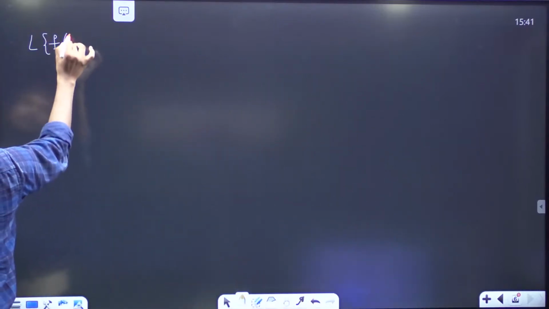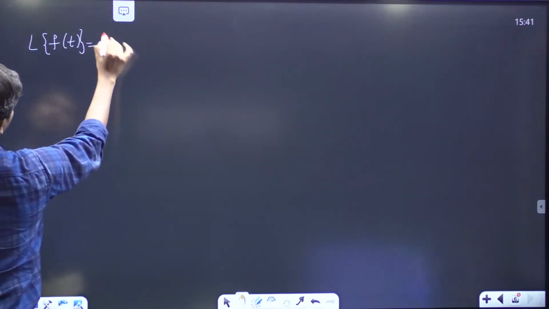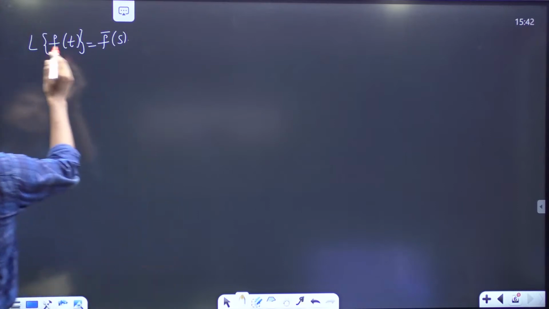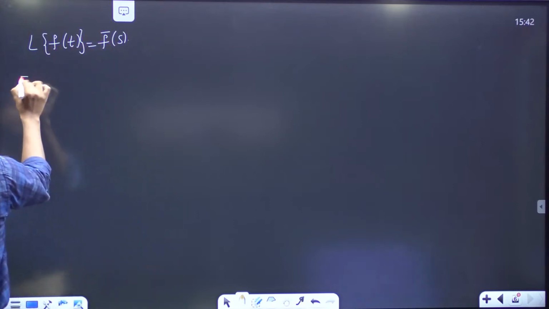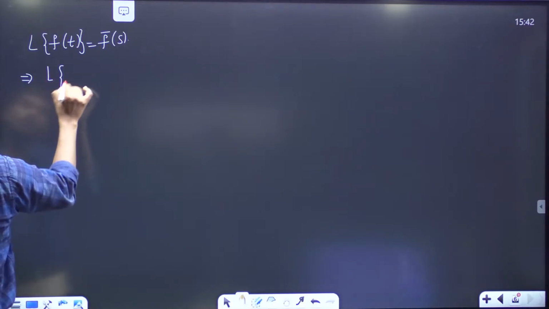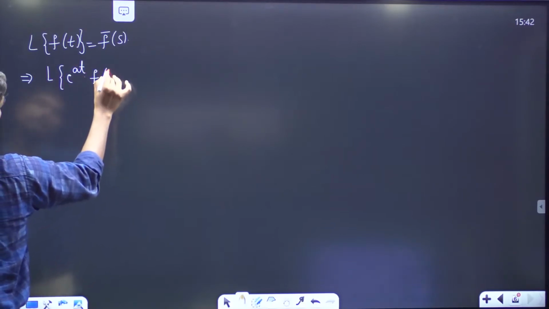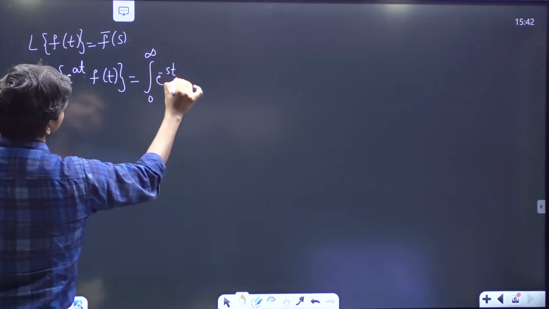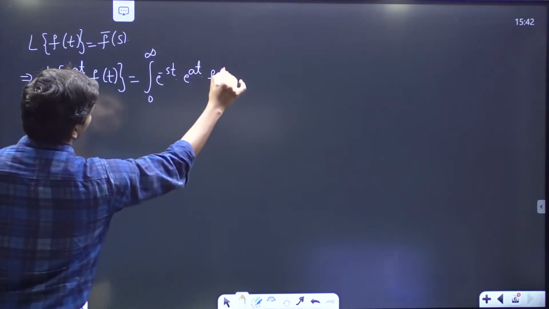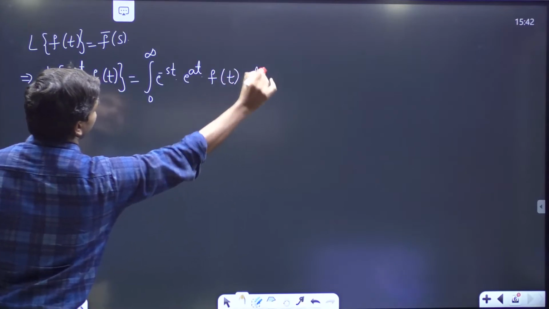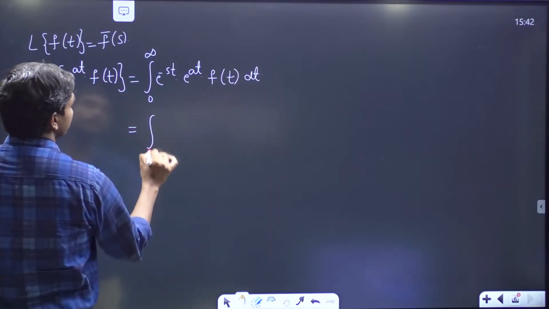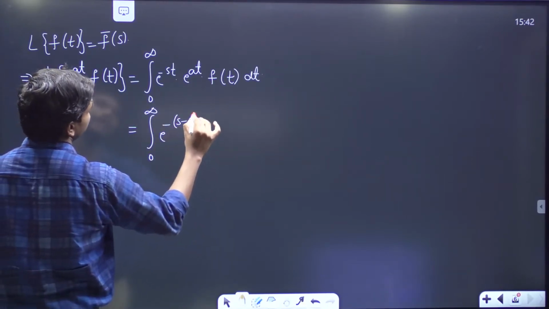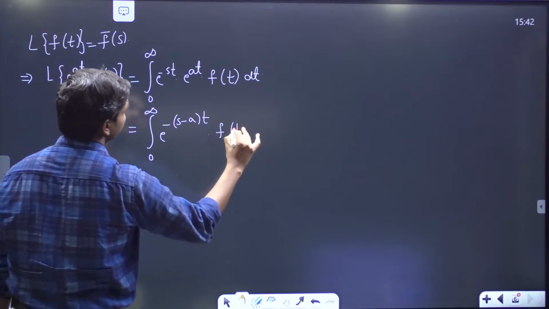So given Laplace of f of t is equal to f bar of s. Correct? So if Laplace of f of t is equal to f bar of s, then this implies Laplace of e power at into f of t is equal to integral 0 to infinity e power minus st into e power at into f of t dt. This is what we have. Correct? Now, integral 0 to infinity e power minus of s minus a into t into f of t dt.